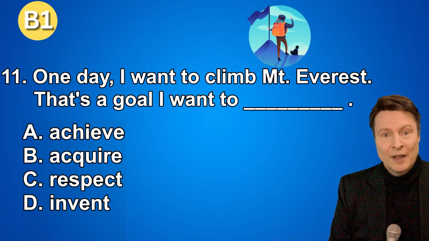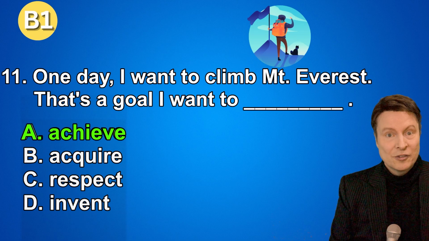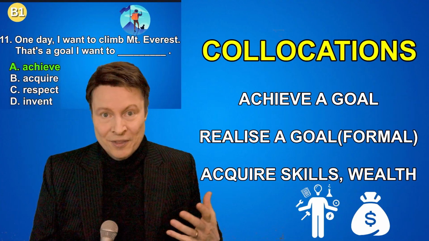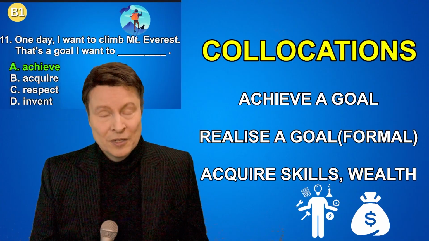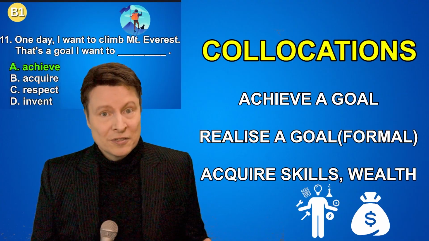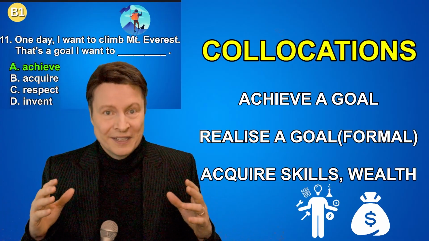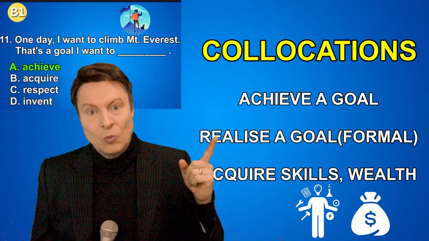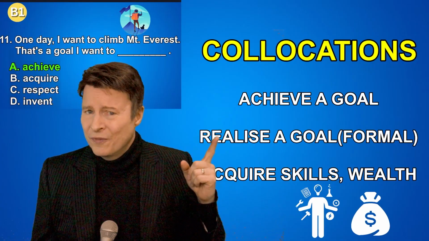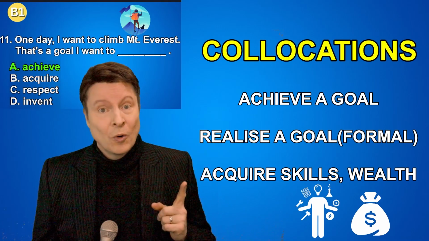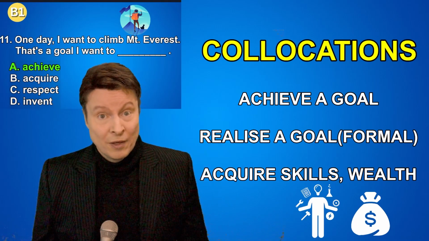And if you thought that the answer was achieve, that is correct. So this is all about collocations. Now that you're in the intermediate level, you know that collocations are two or more words that we often find together. Achieve a goal, realize a goal, but that's very formal. We don't use that when we're speaking. Or acquire skills or wealth.